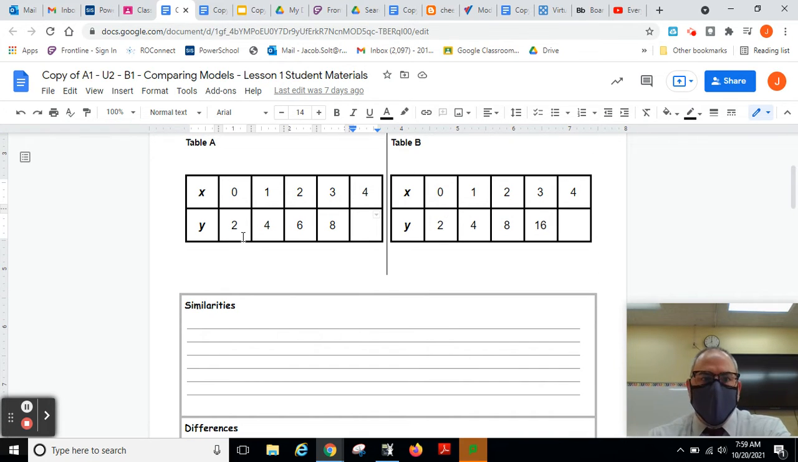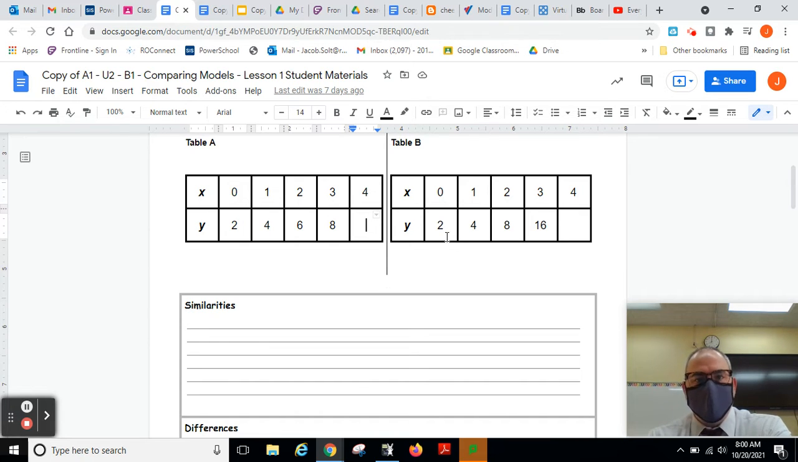So let's think. What is the pattern here? What's the sequence doing? 2, 4, 6, 8. What goes here? I think a lot of you know, right? 2 plus 2 is 4. 4 plus 2 is 6. 6 plus 2 is 8. 8 plus 2, right there. That's the number. 8 plus 2 goes in right there.